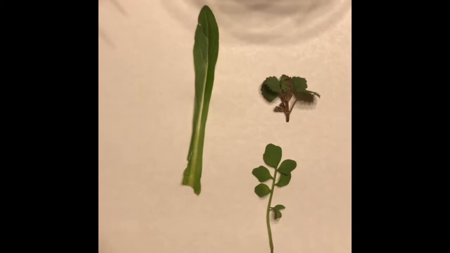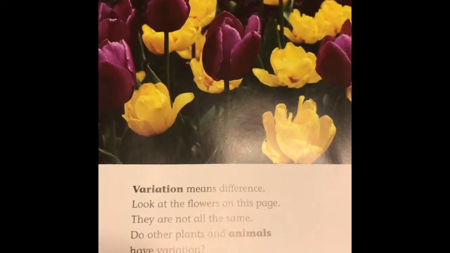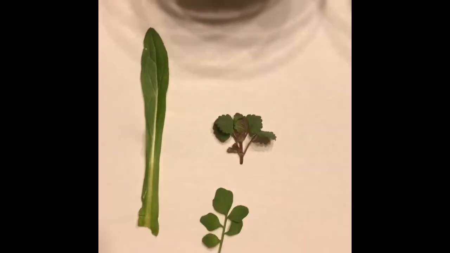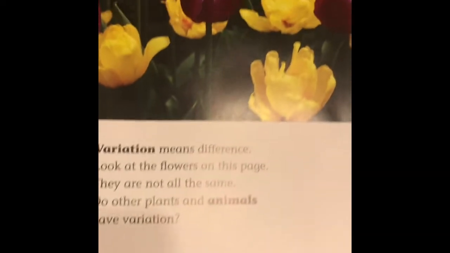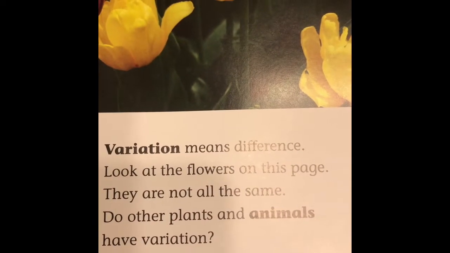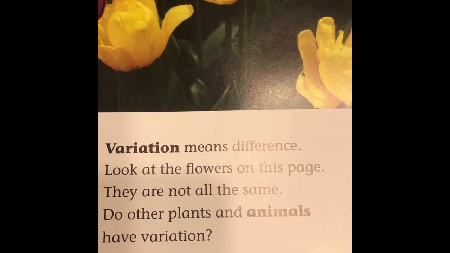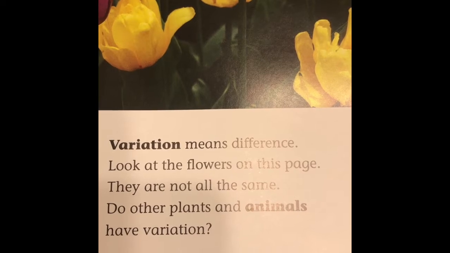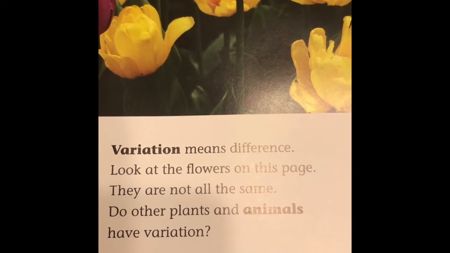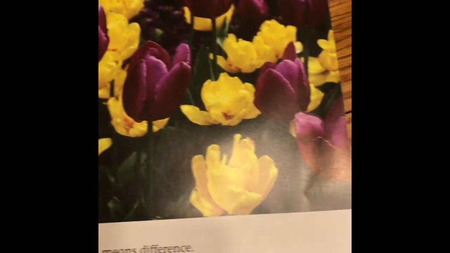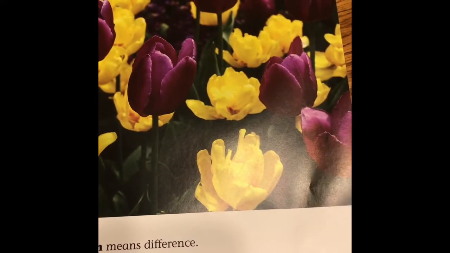We're going to look at a story in the book called Variation. And that's basically what this means. These are all variations of plants that are in my yard. So it says, read what you can read with me. Variation means difference. Look at the flowers on this page. They are not all the same. Do other plants and animals have variation? You can look and see how they are different. And then we'll turn the page.